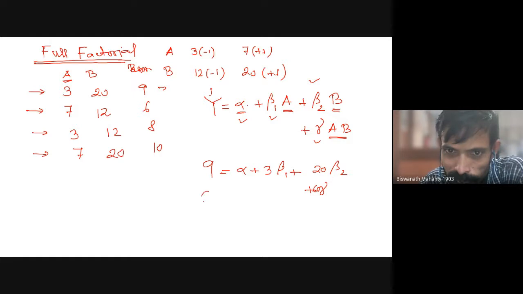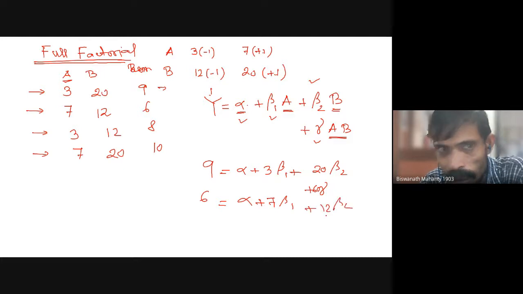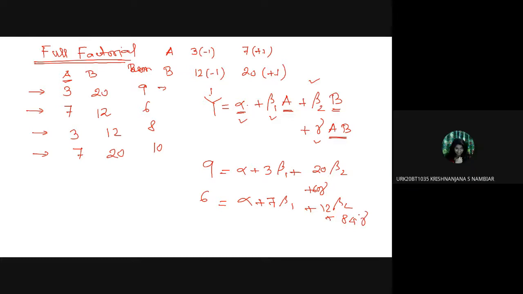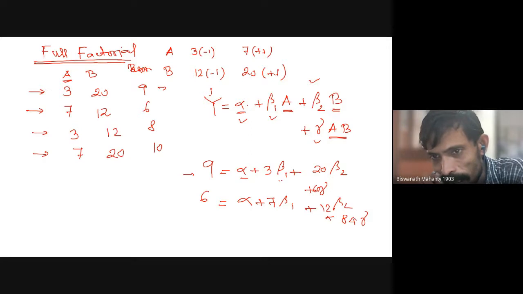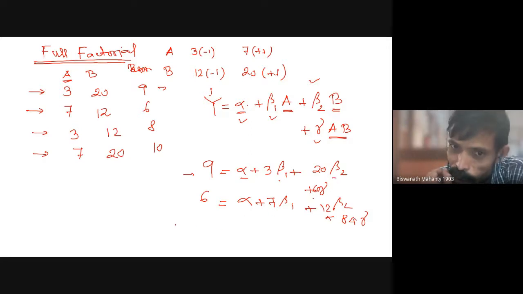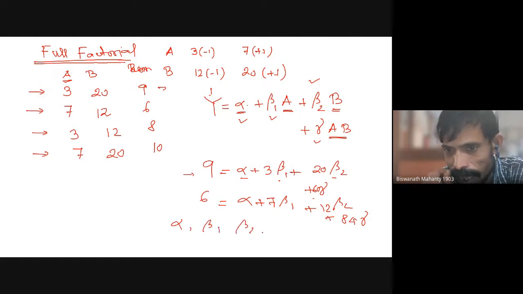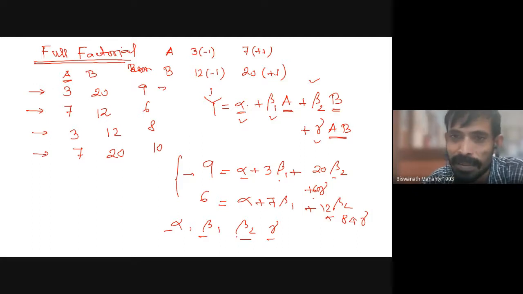For the second also I can do the same process. Alpha plus 7 beta 1 plus 12 beta 2 plus 84 gamma. Yes or no? Yes. Okay. So this way, if I write for all the 4, I'm not doing that. I'll have 4 equations and how many unknowns? This one, this one, this one, this one. So basically I can find the values of alpha, beta 1, beta 2 and gamma. That can be done in Excel very perfectly. We need not require any big software for solving these. What is the alpha value, beta 1 value, beta 2 value, gamma value? We can do it very easily. Okay, am I clear? And that aspect is a part of full factorial design.